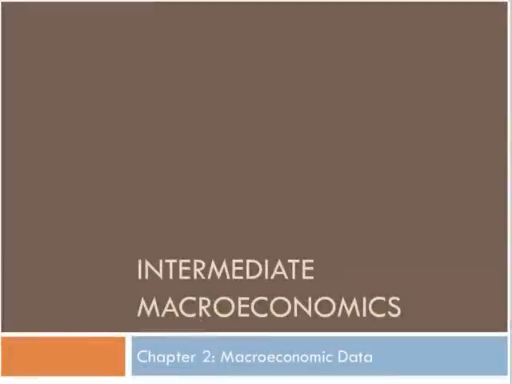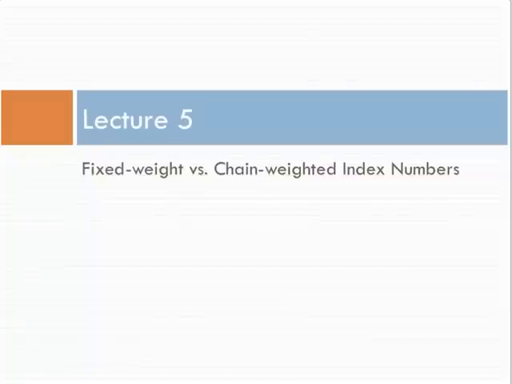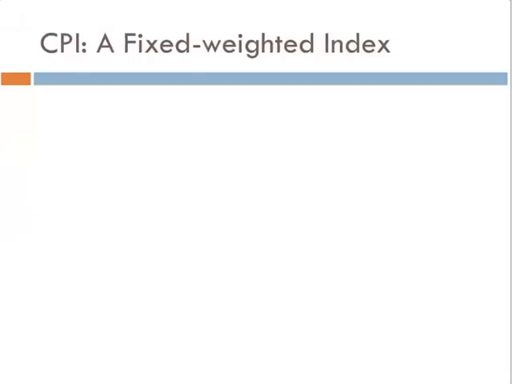All right, we're still in Chapter 2, and this is Lecture 5 of Macroeconomic Data, and we're going to talk about fixed weighted versus chain weighted index numbers. So the first thing we're going to do is talk about a fixed weighted index number that a lot of us have heard about. Probably you remember this from principles of macroeconomics. It's called CPI, or the Consumer Price Index. And the Consumer Price Index is what we call a fixed weighted index number.